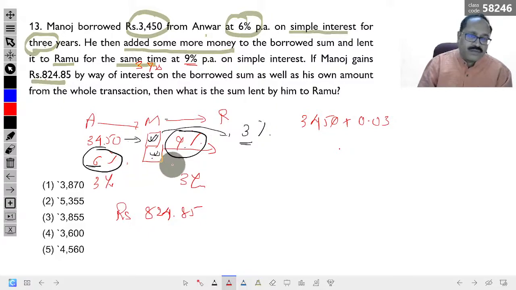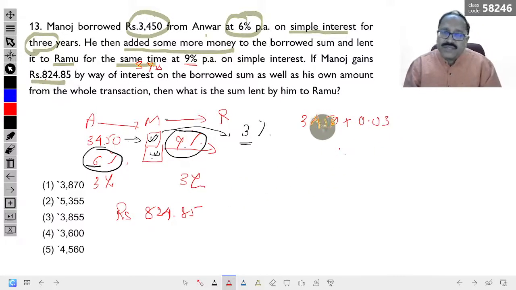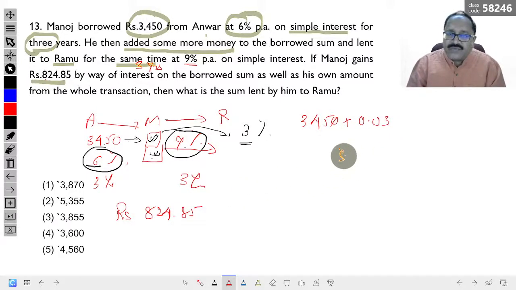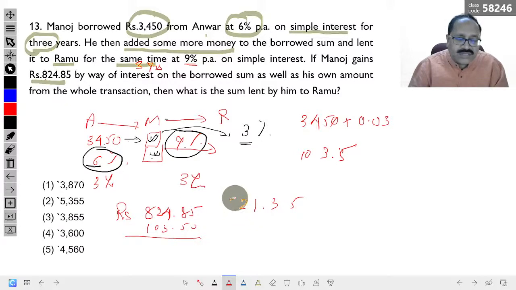So that is what his gain is. 3 fives are 15 carry 1, and 3 fours are 12 plus 1 is 13 carry 1, 3 threes are 9 and 1 is 10. So that is 103.5. I will take this 103.50, and I will be getting the rest, and the rest part is nothing but this is 5 and this is 3 and this is 1 and this is 2 and this is 7.